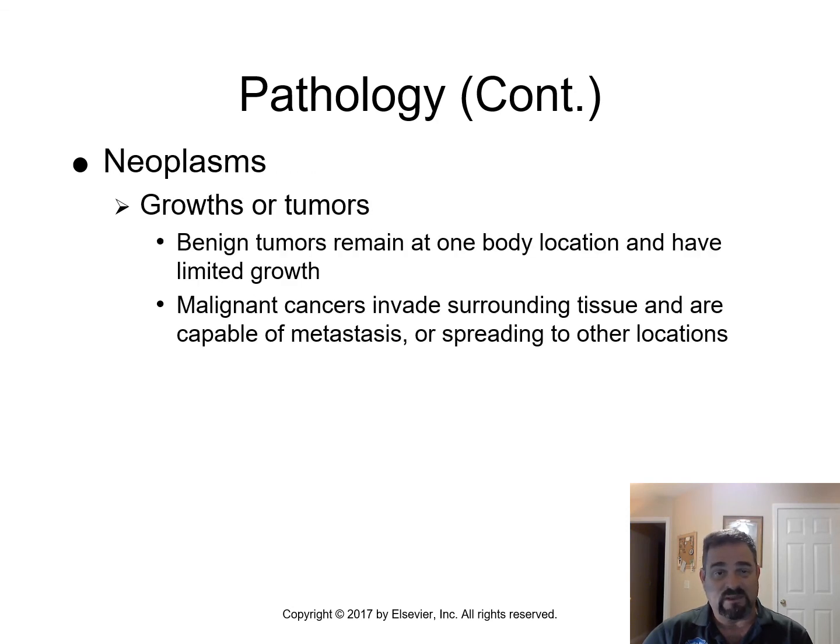Right, so neoplasms, they're growths of tumors. Benign tumors remain at one body location and have very limited growth, versus malignant tumors or malignant cancers. They invade surrounding tissues and are capable of metastasis, which just means it's moving from one location to another.